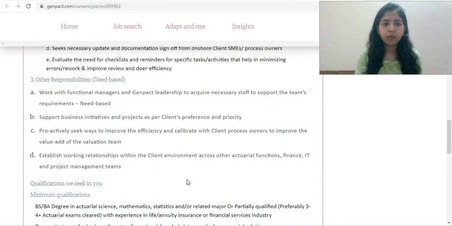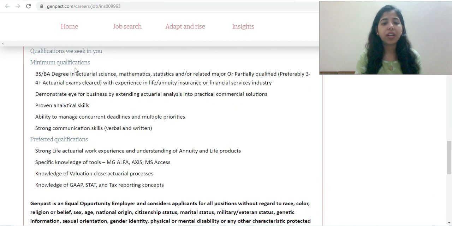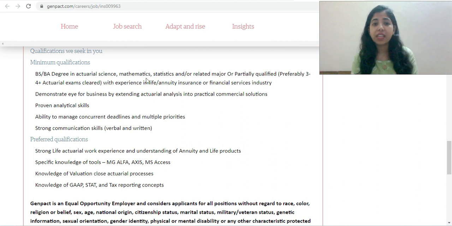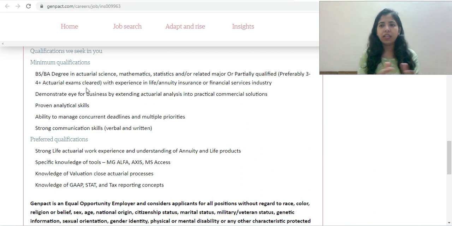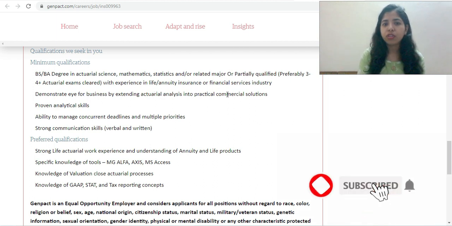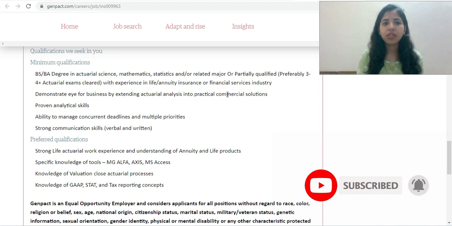I will just quickly go through the qualification. It says a BA degree in actuarial science, mathematics, and like I said, maths and statistics would be the main subjects you should be very well versed with. Preferably three or four actuarial exams cleared. You must know there are various exams in actuarial, so you should have cleared 3 to 4 of them. If you have experience in industries like life insurance, annuity insurance, or the financial industry, then it is well and good.